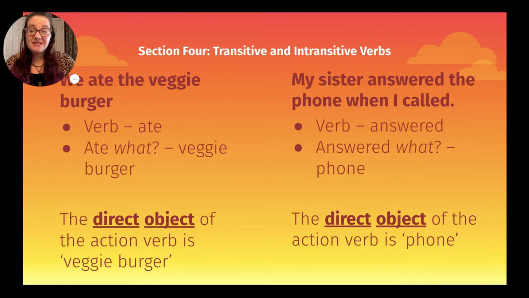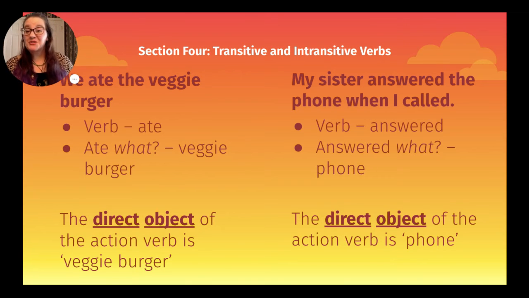So a few other sentences to look at. We ate the veggie burger. Our verb is ate. Our subject is we. And then we ask ourselves, well, we ate what? What is receiving the action of us eating? That would be the veggie burger. So the direct object of the verb ate is veggie burger.